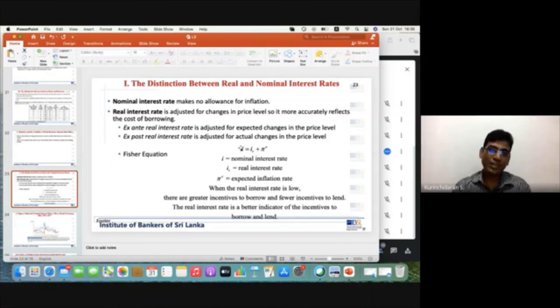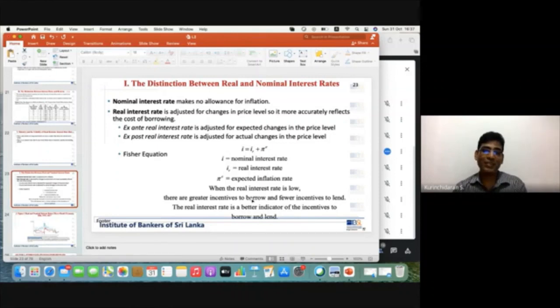Right? So here what I have said is, when the real interest rate is low, there is greater incentive to borrow. That's why people are now borrowing more. Even housing loans, everybody would like to borrow because the real interest rate is very low. The borrower is very happy, but the lender is not happy. The depositor is not happy, right? Because for depositors, the real interest should be very high, but for borrowers, it is negative. So you can borrow as much as possible.